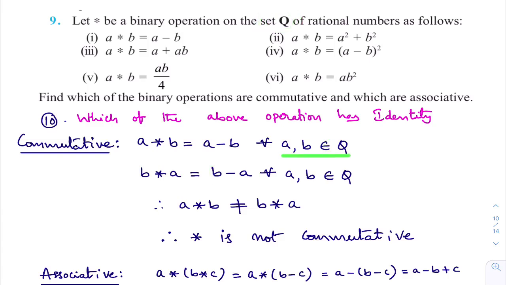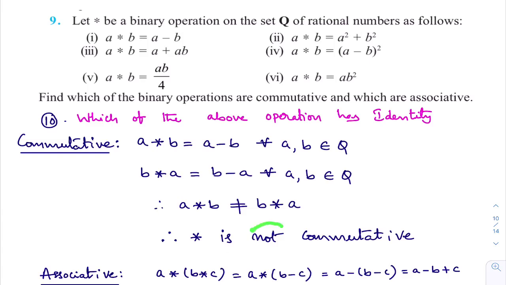This is the binary operation on the set of all rational numbers. When a and b are rational numbers, is a minus b the same as b minus a? Please answer my question. Is a minus b the same as b minus a? As you completed SSLC, you can easily answer that when a and b are rational numbers, a minus b is not equal to b minus a. So here star is not commutative.